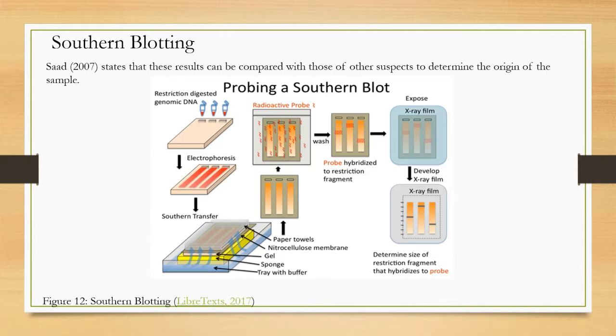This is Southern blotting, which transfers the DNA onto a membrane, and then a radioactive probe is applied, and the membrane is then exposed to X-ray film, which creates the barcode-like pattern generally associated with DNA fingerprinting. These results can be compared with those of other suspects to determine the origin of the sample.